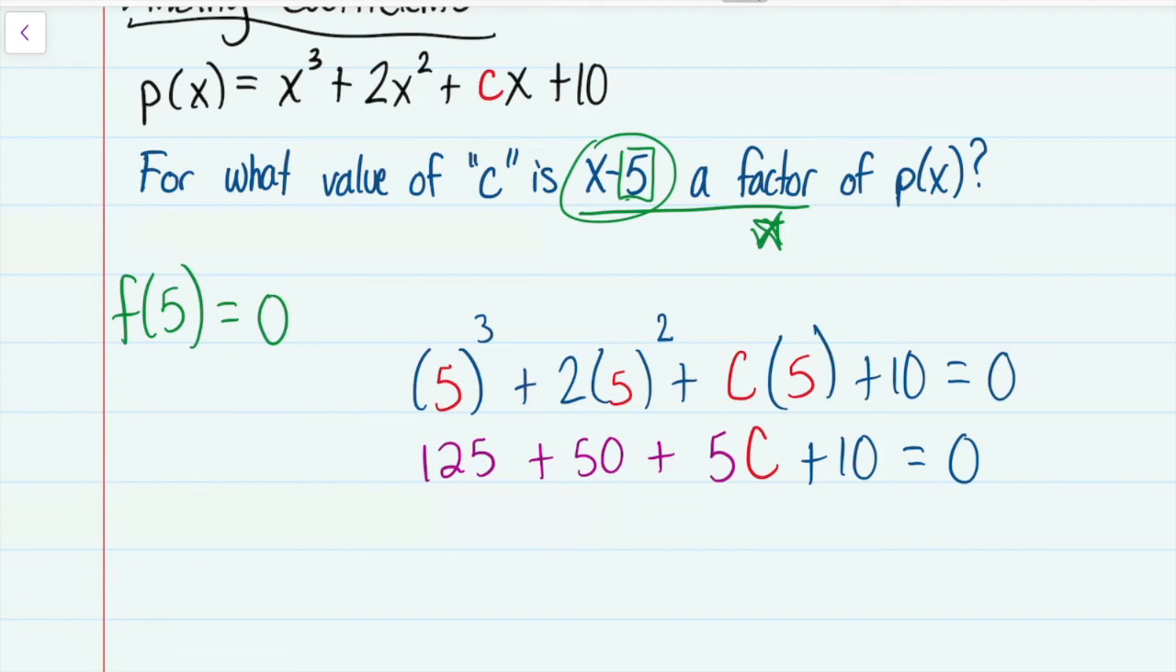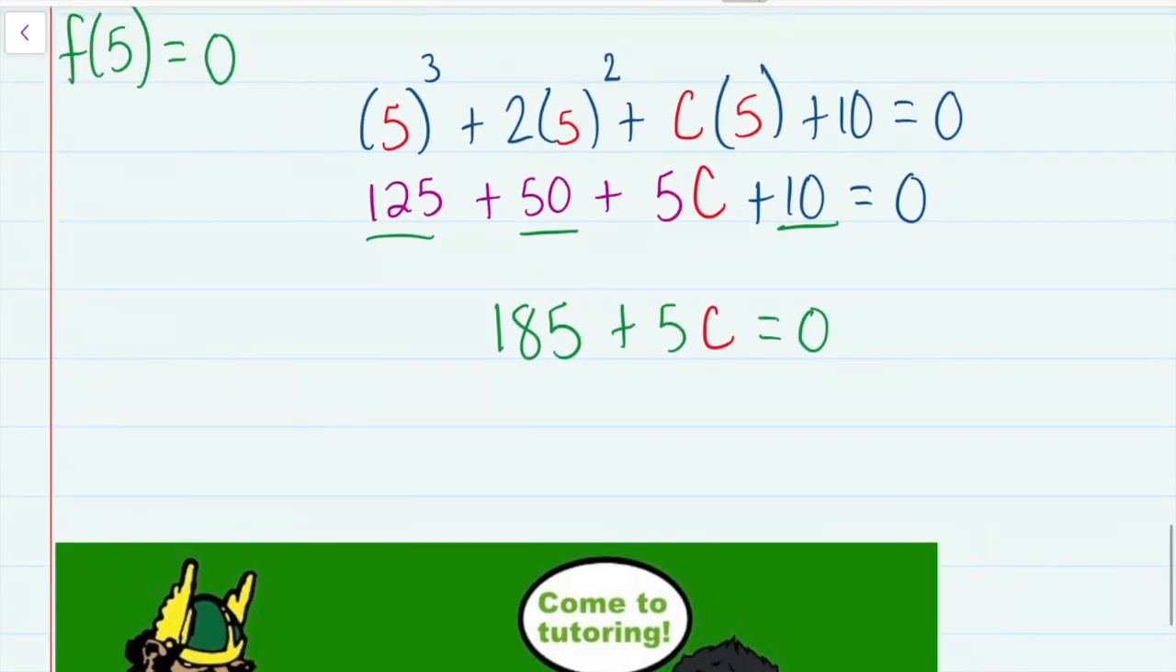Well, look at this. I think it's pretty easy by now. Let's combine everything we can. 125 plus 50, it's 175. Plus 10, that's 185. Plus 5c, let's put that in red, equals 0. Well, if we want to leave c by itself, let's go ahead and subtract 185. Subtract 185. So we have 5c is equal to negative 185.